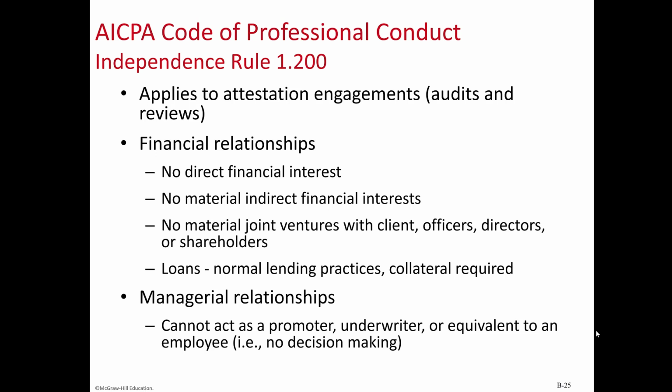So the AICPA Code of Professional Conduct, back to our Independence Rule 1.200, applies to attestation engagements, which includes audits and reviews. And as it comes to financial relationships, there should be no direct financial interest. There should be no material indirect financial interest. There should be no material joint ventures with the client, any officers of the client, or directors or shareholders of the client. And there should be loans only through normal lending practices where collateral is required. Outside of that, it is not allowed.